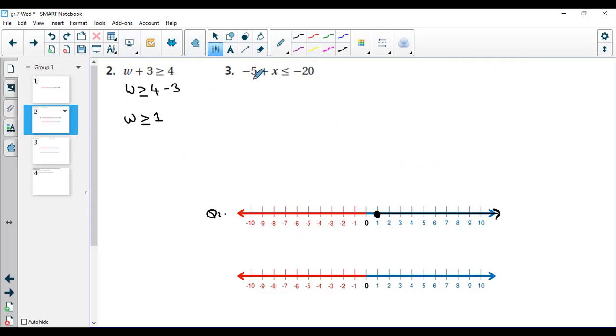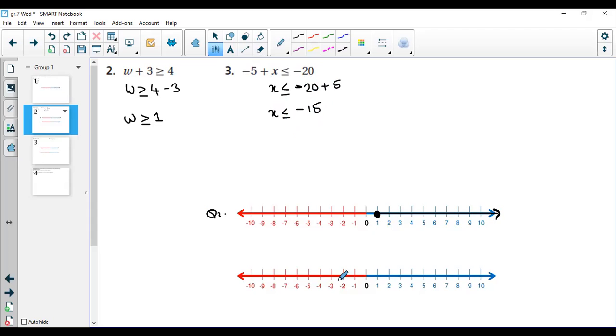We are going to add 5. So x is less than or equal to negative 20 plus 5. So does that give us a negative 15? Yes, because it's negative and negative 20 is greater. So 1 is positive and 1 is negative. So x is going to be less than or equal to negative 15.